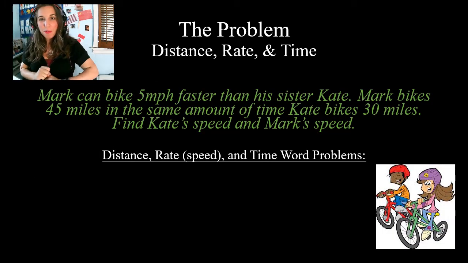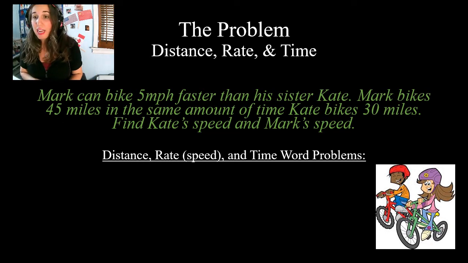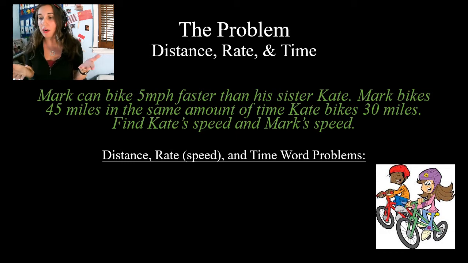Okay, so here's our problem. Mark can bike 5 miles an hour faster than his sister Kate. Mark bikes 45 miles in the same amount of time Kate bikes 30 miles. Find Kate's speed and find Mark's speed.